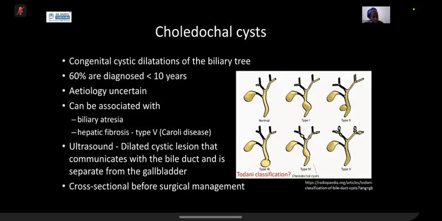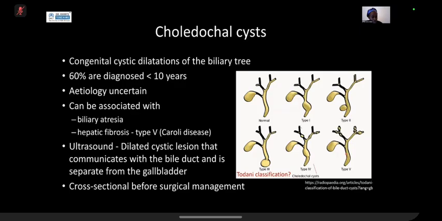So choledochal cysts, there's 5 different types, and the one we saw on the previous imaging was the type 1, where you've got dilatation of the common bile duct, and it's based on the Todani classification, which is a little bit controversial because the surgical literature says it may not accurately define the different types and the different disease processes that are going on, but this is the one we still commonly use in imaging.